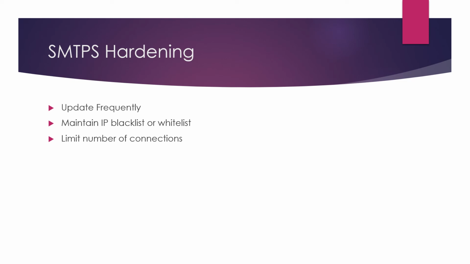So the next recommendation would be to maintain an IP blacklist. This helps avoid spam and malware from addresses that are unknown, suspicious, or known to be harmful. So basically what this does is simply tell the server which addresses not to allow through. Or you could maintain a whitelist, which is basically the opposite of a blacklist. It lists addresses that should always be allowed through.